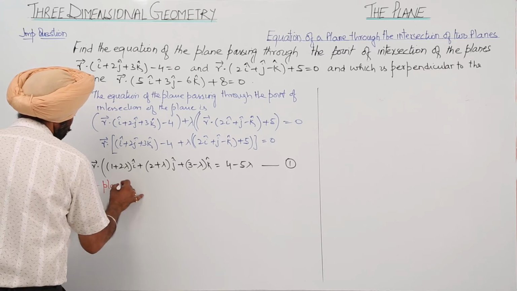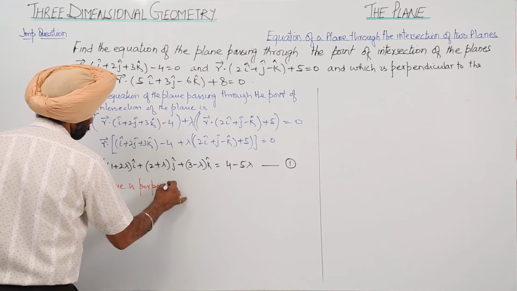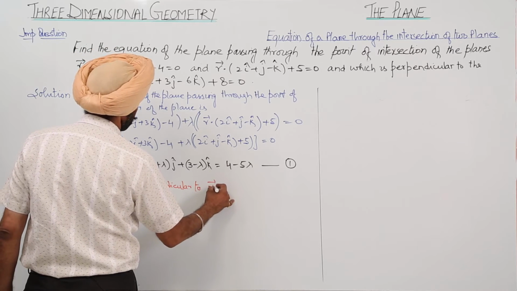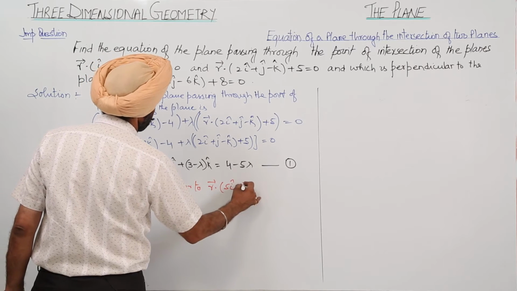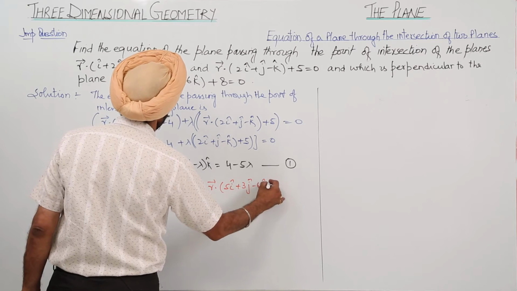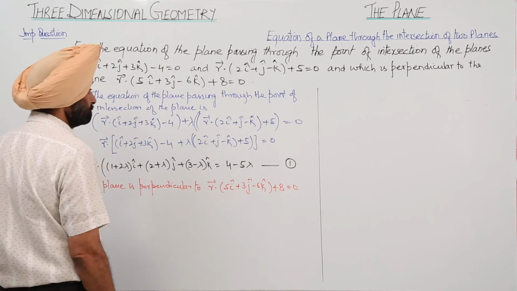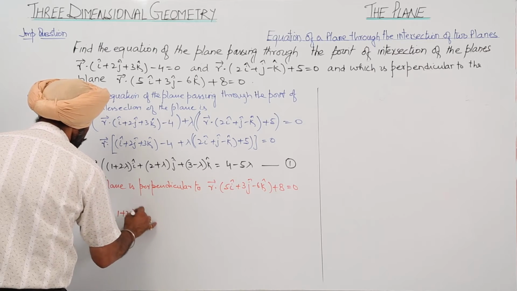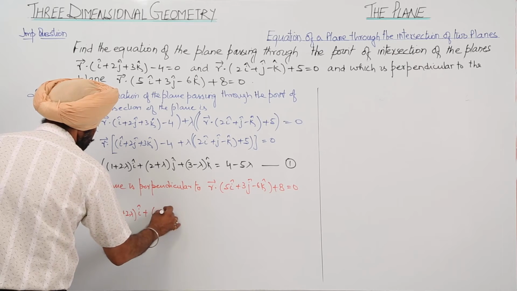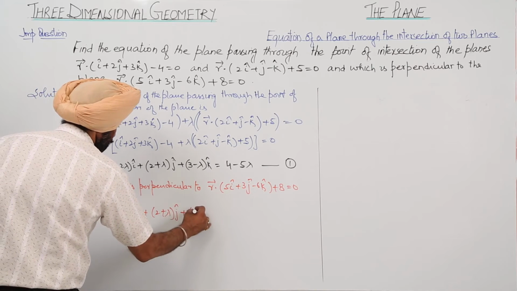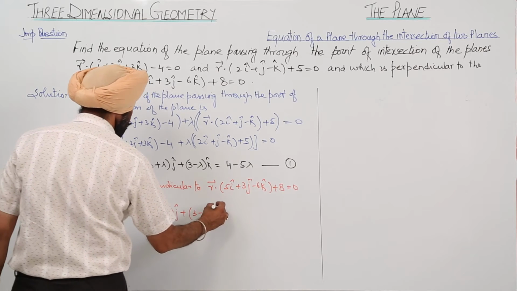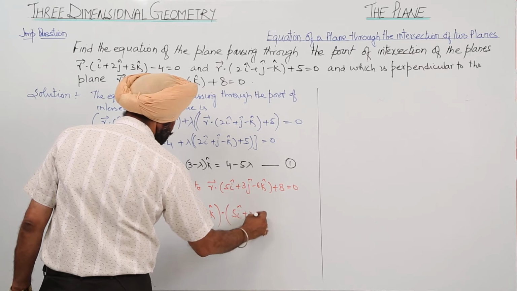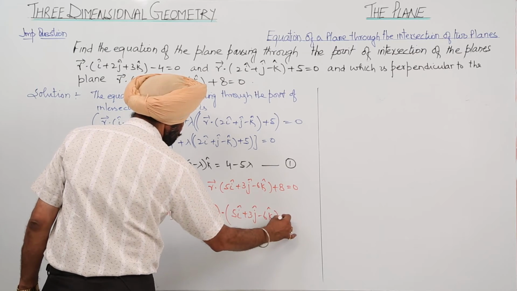Now if the plane is perpendicular to vector r dot (5 i cap plus 3 j cap minus 6 k cap) plus 8 is equal to 0, then (1 plus 2 lambda) with i cap plus (2 plus lambda) with j cap plus (3 minus lambda) with k cap, dot product with 5 i cap plus 3 j cap minus 6 k cap, is equal to 0.